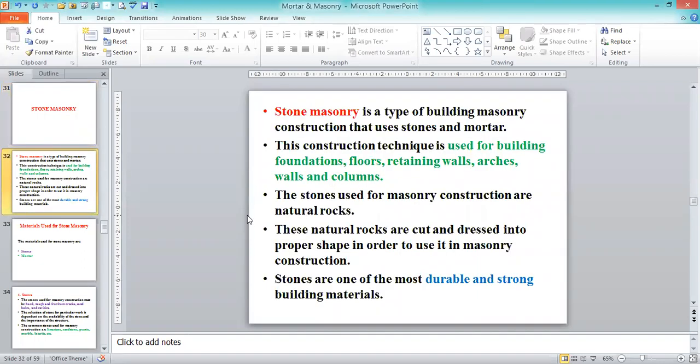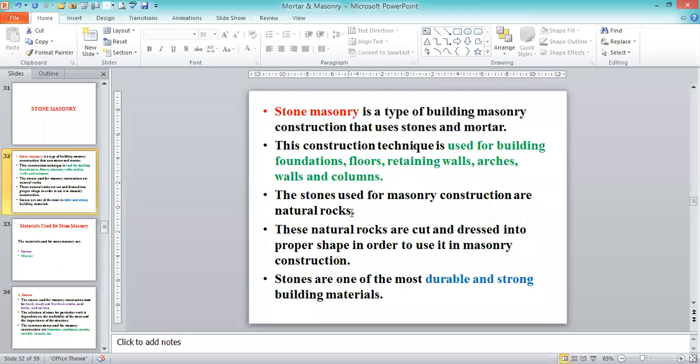Stone masonry is a type of building masonry construction that uses stones and mortar. Already I defined for you that it is a combination of stone as well as mortar. The mortar may be lime or cement mortar. Generally, we use stone because it is hard and durable. Always the mortar used is lime mortar as well as cement mortar.